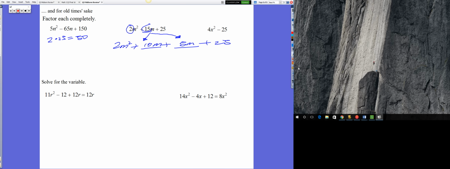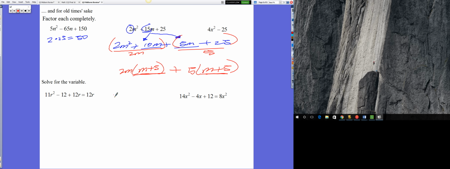Now we're going to do grouping. So once you've got a polynomial with 4 terms, you just group them. So this first group, I can take a 2m out of, so it's going to be 2m times m plus 5. And the second group, I can factor out a 5, so it's going to be 5 times m plus 5. And now group 1 and group 2, they both have an m plus 5. So I'm going to factor an m plus 5 out of both. So it's going to be m plus 5, and then what's left over is 2m plus 5. And that is the factored form of 2m squared add 15m add 25.